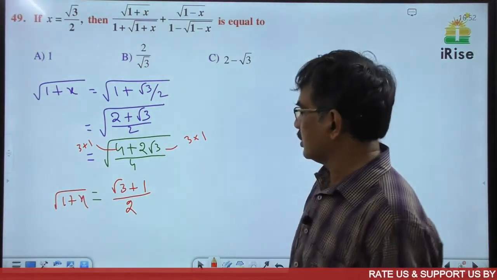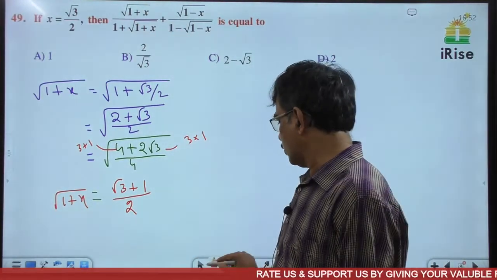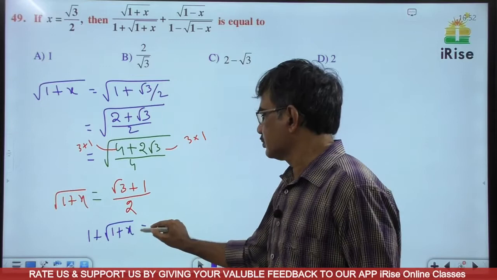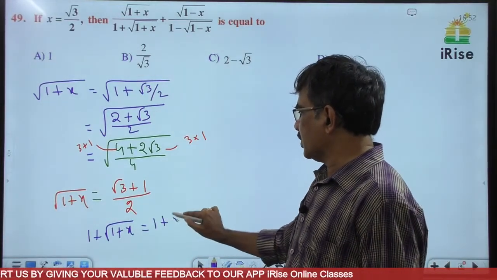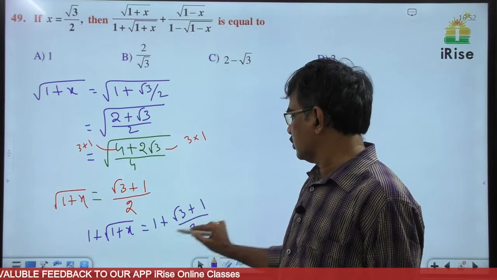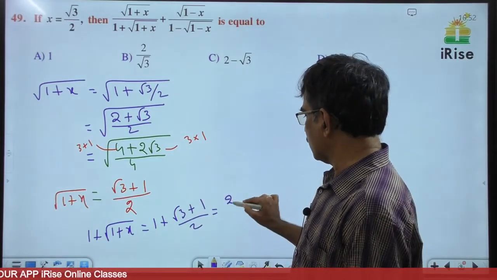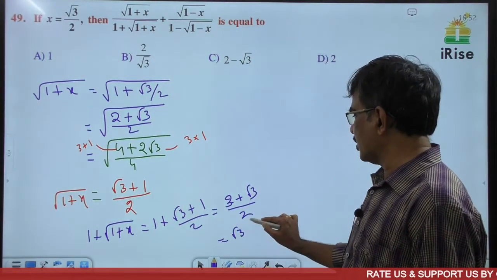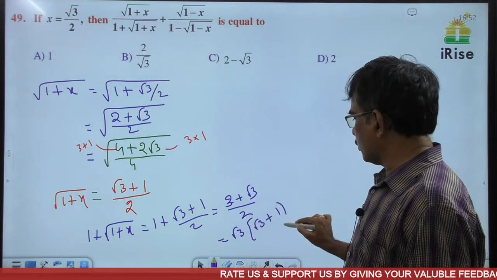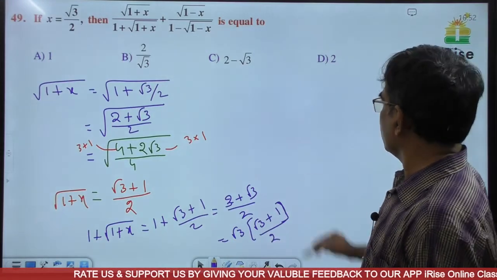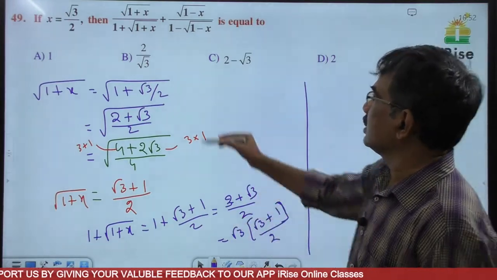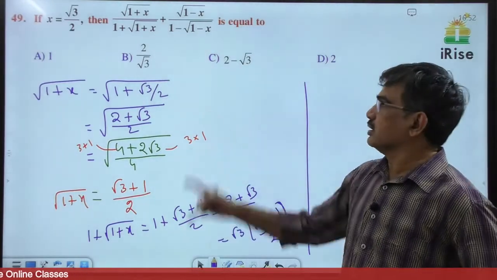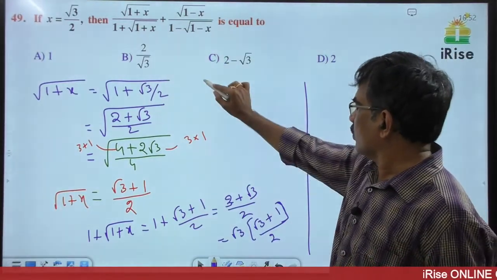Numerator value. Then what is 1 plus root of 1 plus x? Just add 1. 1 plus root 3 plus 1 by 2. Okay, this can be written as 2 plus 1, 3 plus root 3 by 2. By taking root 3 common, we get root 3 plus 1 by 2. So this is the denominator part. If we know these two, then the second part is also easy. I want to write second part here.